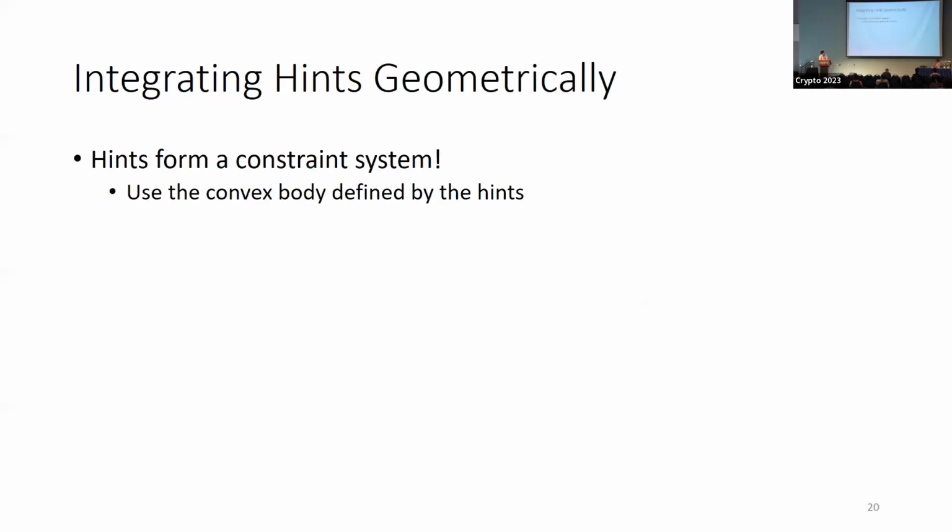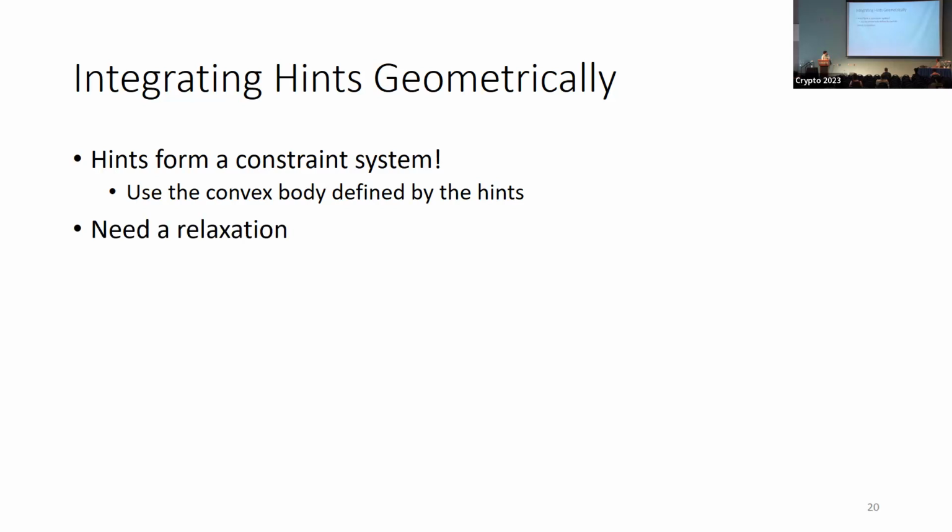So what does that exactly mean when we say we want to integrate these hints geometrically? Hints form a constraint system. Since they're all linear, you can think about forming a convex body of all the hints, like a big polytope. But it's not clear exactly how you would describe that, and especially if you just use that as your new search space, that's not what the actual promise of the DBDD problem is.